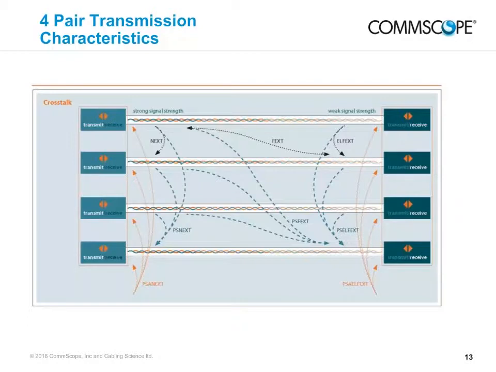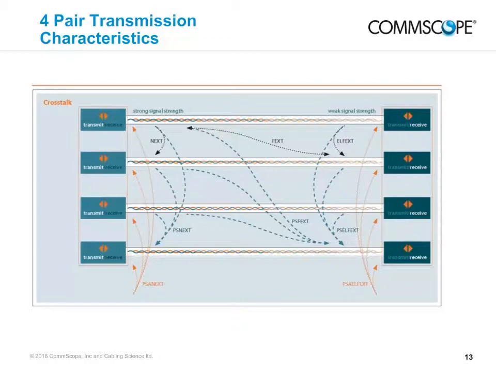These are near-end crosstalk, or NEXT, the noise one pair induces into another, measured in dB at the receiver. Higher numbers are better. Equal level far-end crosstalk, ELFEXT, is the noise one pair induces into another pair in the same cable, measured in dB at the receiver minus attenuation. Higher numbers are better. This is also referred to as ACR-F, or attenuation to crosstalk ratio far end.